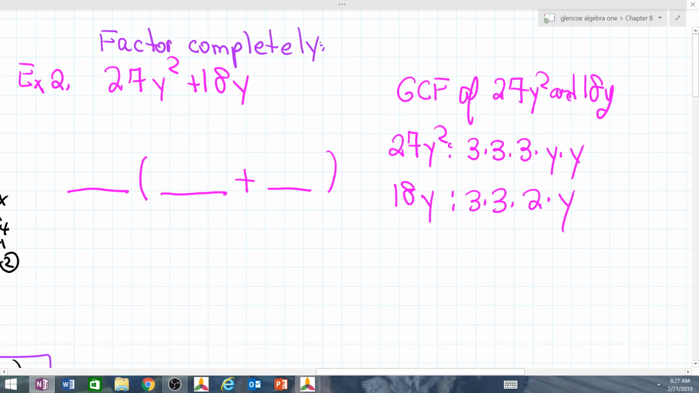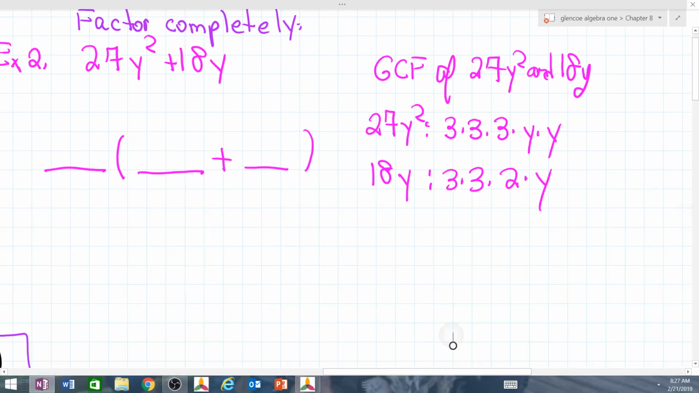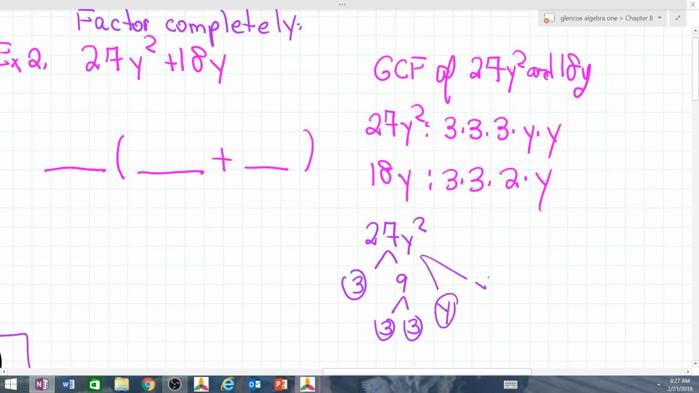Okay, so the first thing we want to do is find the GCF, which is the greatest common factor of 27y squared and 18y. To find the GCF, we prime factor 27y squared. So if you don't remember, we're just going to take a walk down here and do it again. 27y squared breaks down to 3 times 9. 9 breaks down to 3 times 3. And y squared breaks down to y times y. So the prime factors of 27y squared would be 3 times 3 times 3 times y times y.